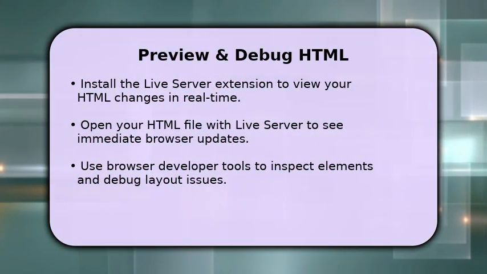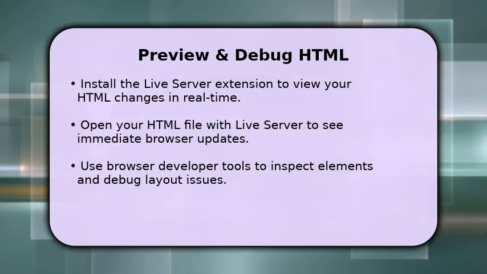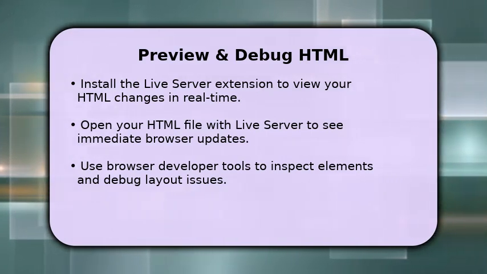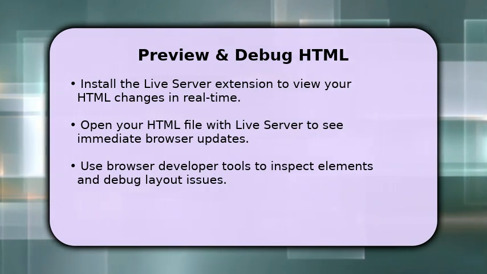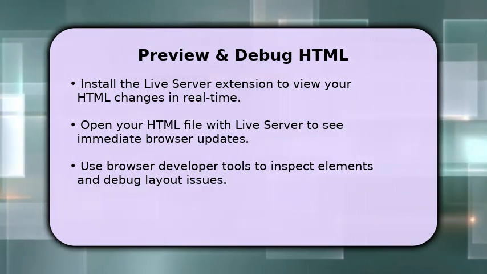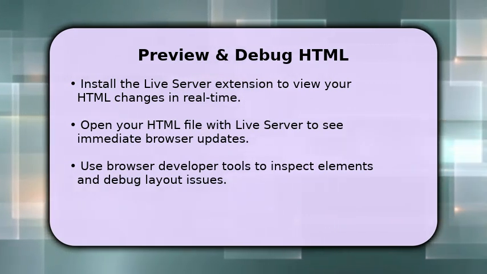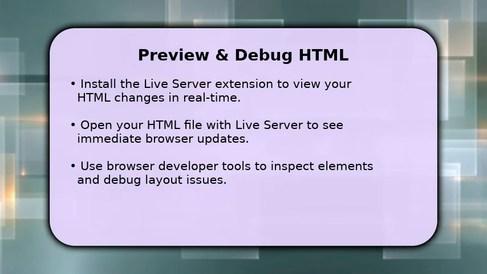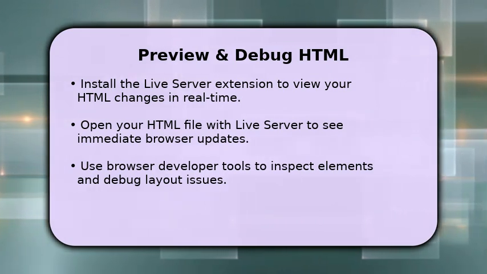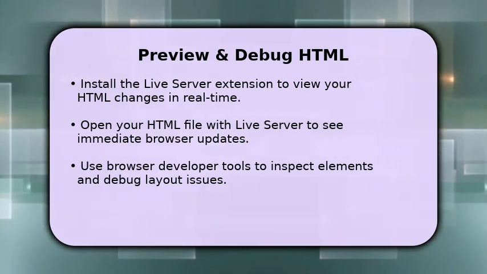Seeing your code in action is vital. Install the Live Server extension in VS Code to instantly preview your HTML. Simply right-click your HTML file and select Open with Live Server to launch it in your browser. Any changes you save will automatically refresh, providing immediate feedback. For deeper analysis, utilize your browser's developer tools to inspect elements and troubleshoot any layout or styling problems.